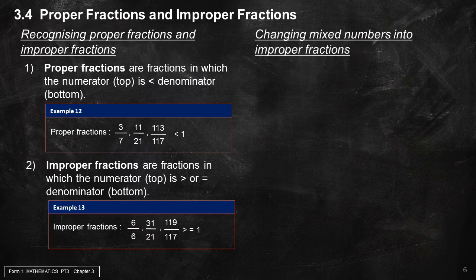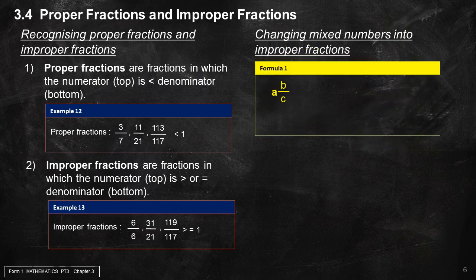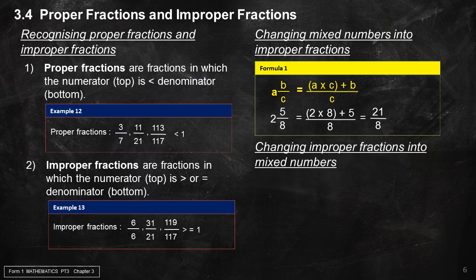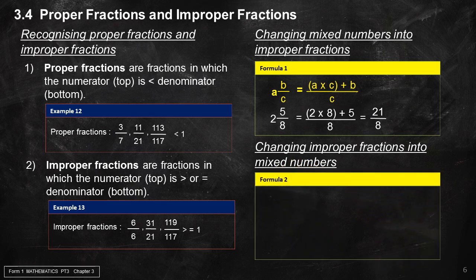Changing mixed numbers into improper fractions. Formula 1. A B over C can be written as A times C plus B, divided by C. Example: 2 5 over 8 is equal to 21 over 8. Changing improper fractions into mixed numbers. Formula 2. 17 over 8 is equivalent to 17 divided by 8, which is 2 1 over 8.